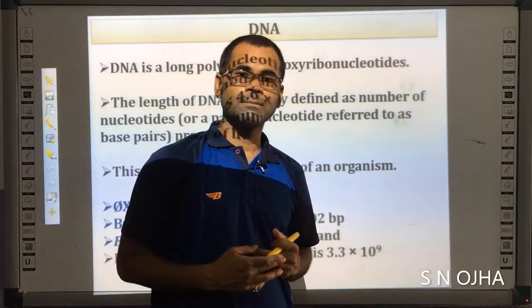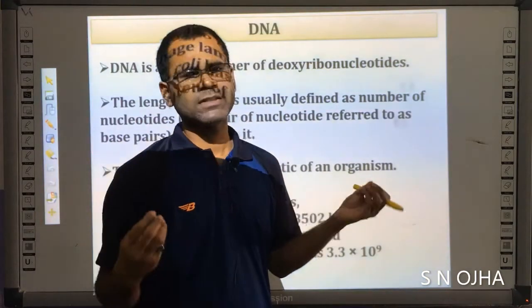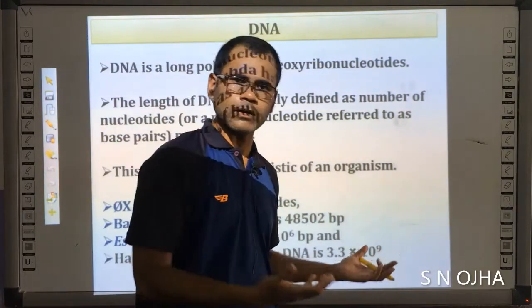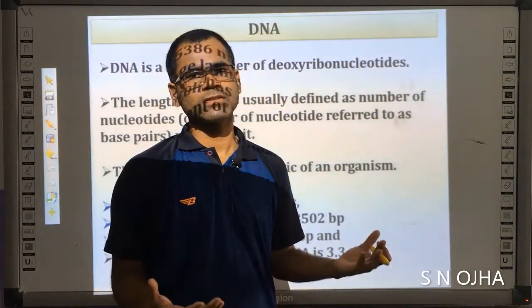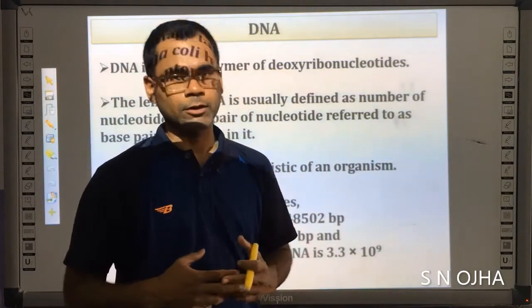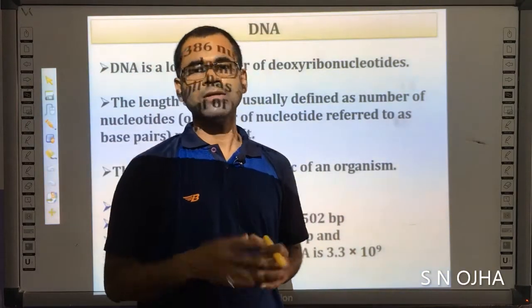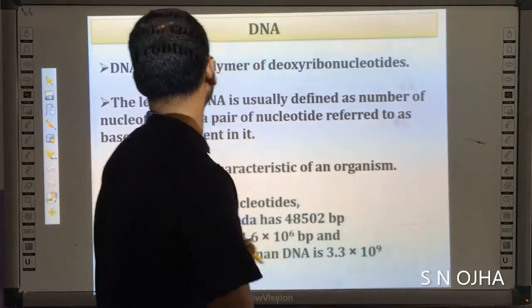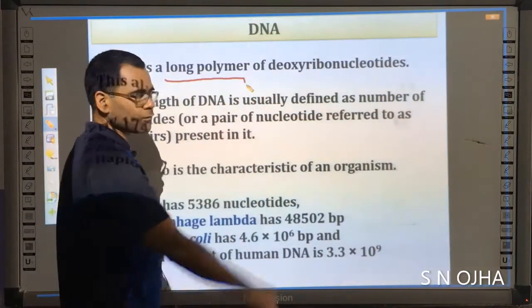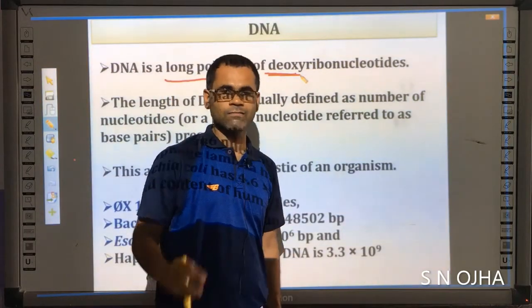That is the main thing behind diversity. The chemical composition of DNA is the same, whether you talk about a plant, a bacteria, a human or animals, but the sequence of these nucleotides is different, which plays a very important role in the course of evolution. DNA, deoxyribonucleic acid, is a long polymer of deoxy. Again I am emphasizing this word. Why? We will discuss.